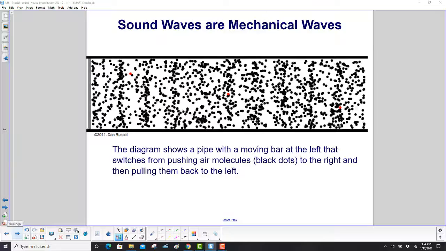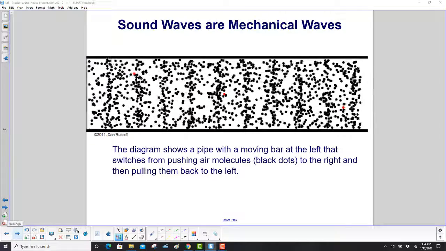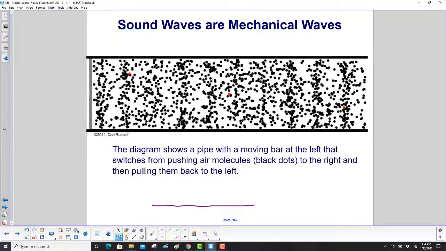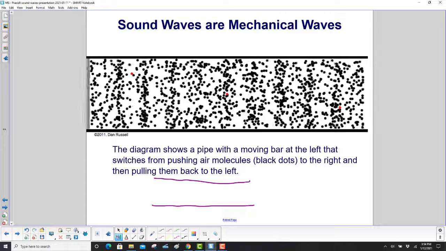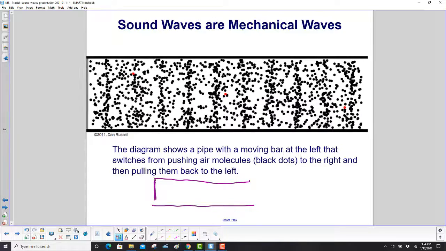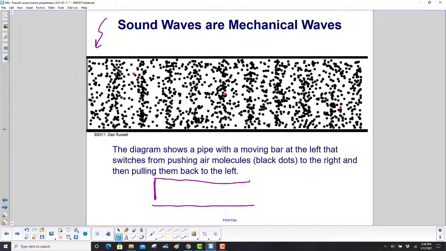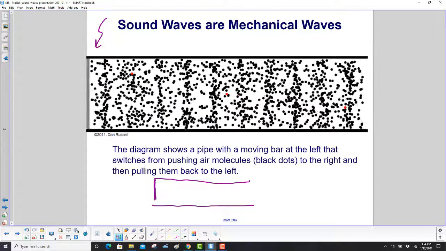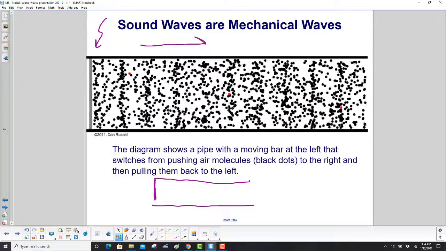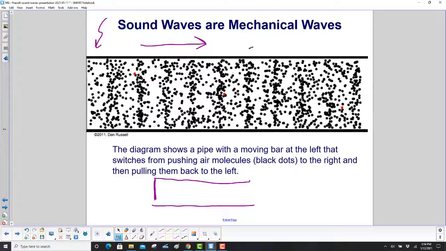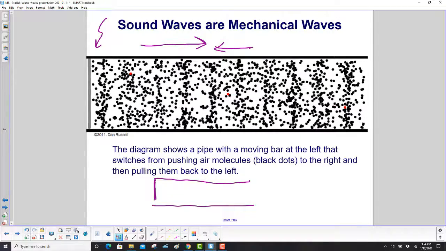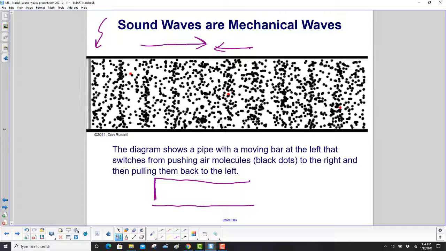This diagram shows a pipe. The pipe is, I'll just draw it down here, that's the pipe. And then you have a moving bar at the left. You can see that in gray. What that is doing is switching from pushing air molecules to the right and then pulling them back to the left. The air molecules are the black dots.